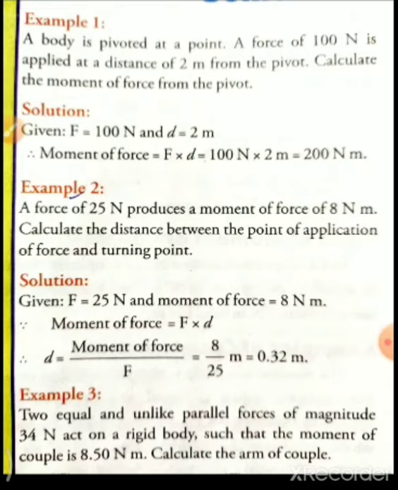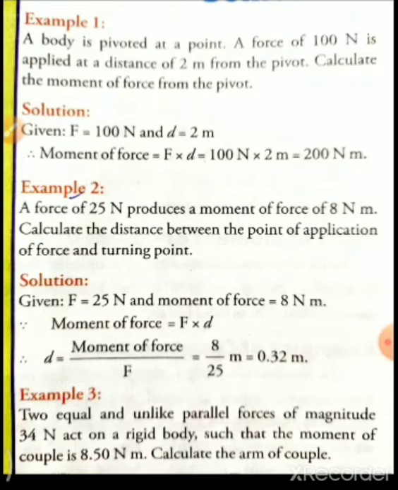A force of 25 Newton produces a moment of force of 8 Newton meter. Calculate the distance between the point of application of force and turning point. So here also we can see what the given things are. Moment of force is given, 8 Newton meter, and force is given, 25 Newton. And you all know that moment of force is equal to F into D. That is the formula.